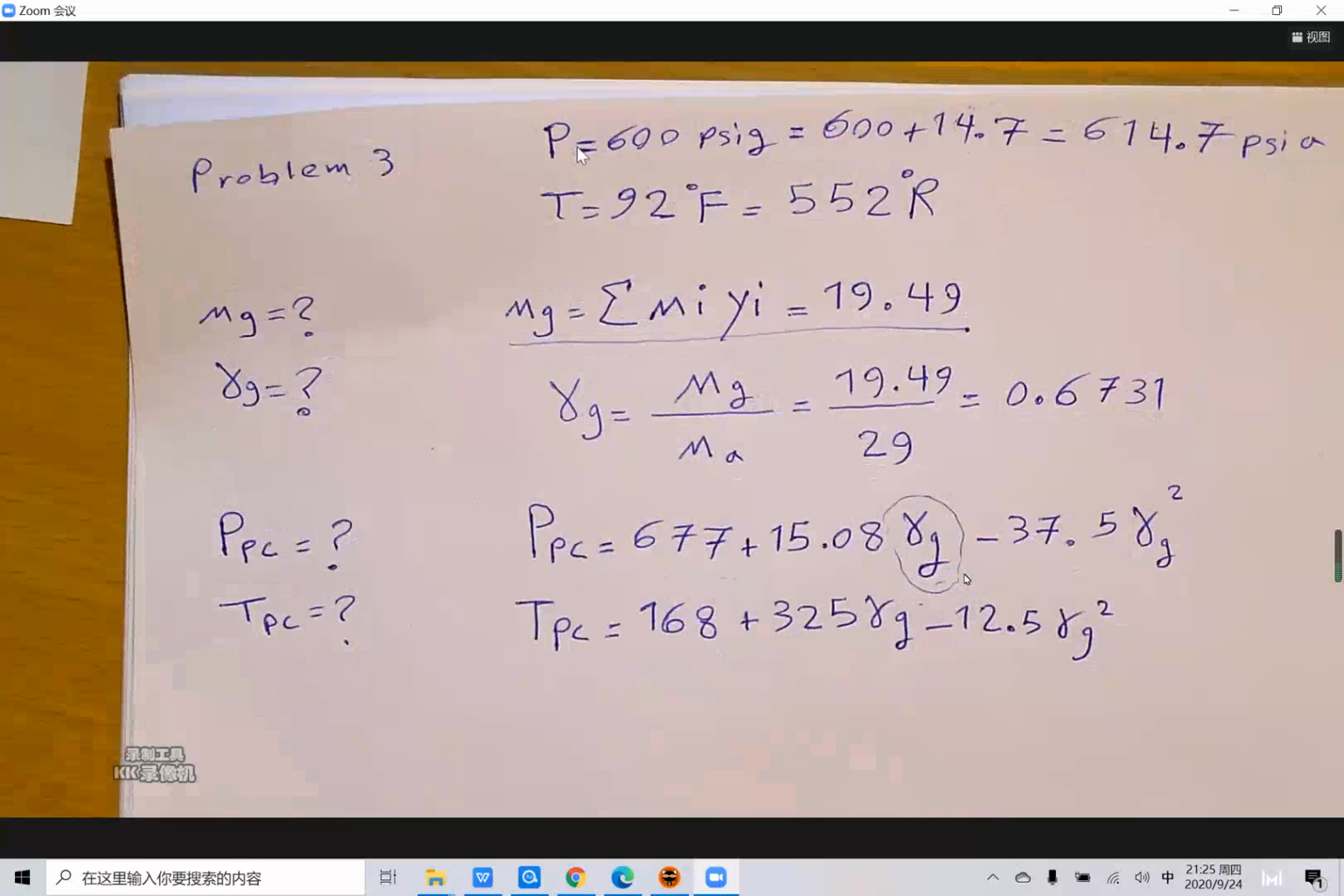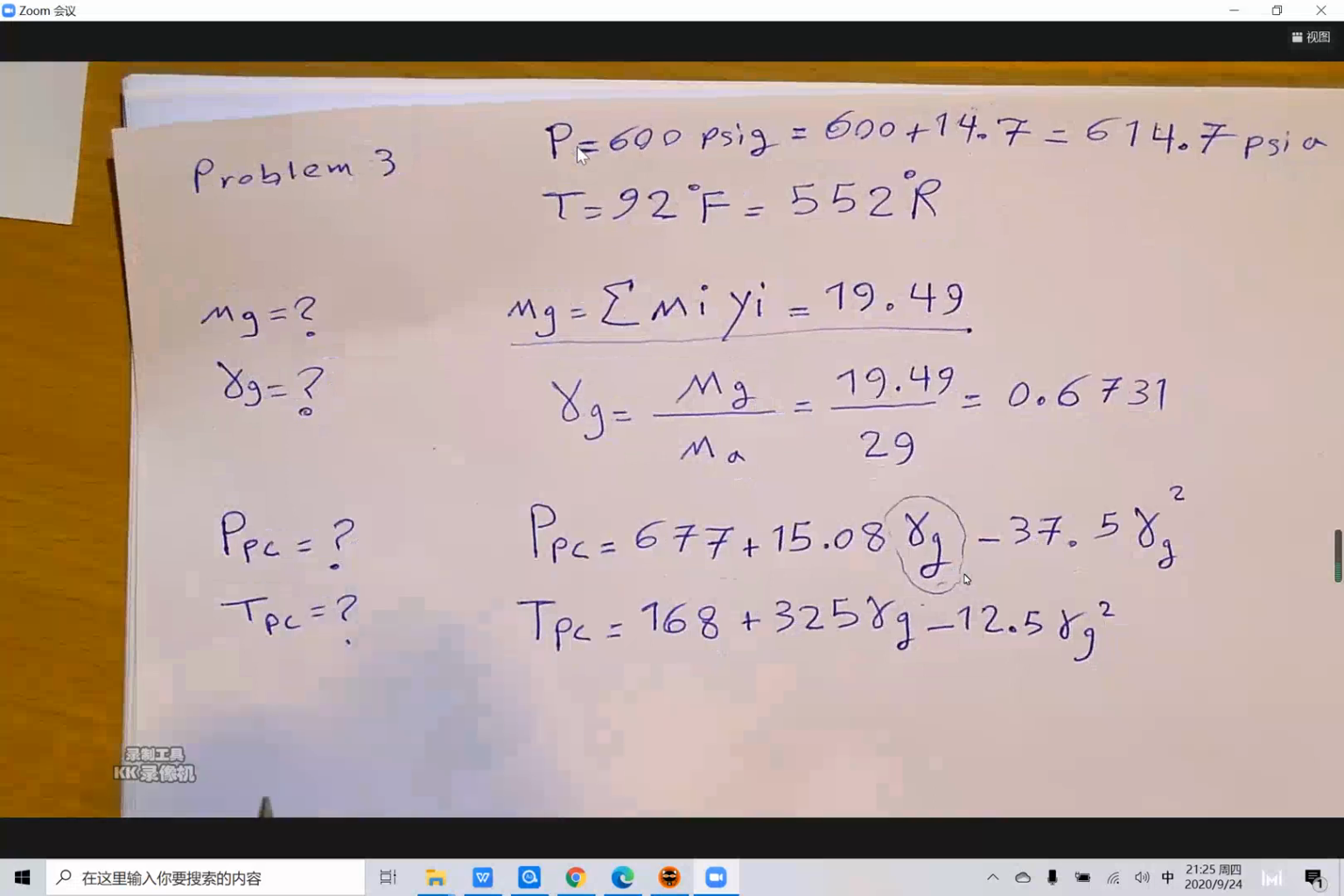And another question, for the C7 plus, you mentioned that you will give us the curve that allows us to get the critical temperature and pressure. But what about the molecular weight? You can find it in the question. Yeah, it was given in the question. Oh yeah, sorry, that's right. Also the specific gravity of the C7 plus. Sure.